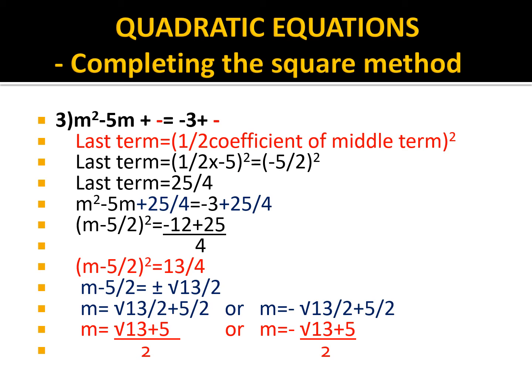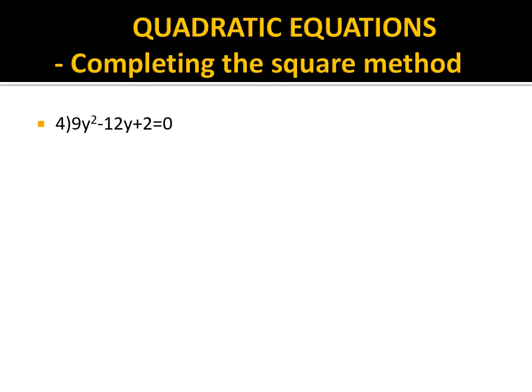We shall take one more example so that our concept becomes clear. And hence we take another example. 9y square minus 12y plus 2 is equal to 0. So we will take 2 to the other side and divide the entire equation by 9, which gives us y square minus 12 upon 9 y is equal to minus 2 upon 9. We can simplify 12 upon 9 and make it 4 upon 3.